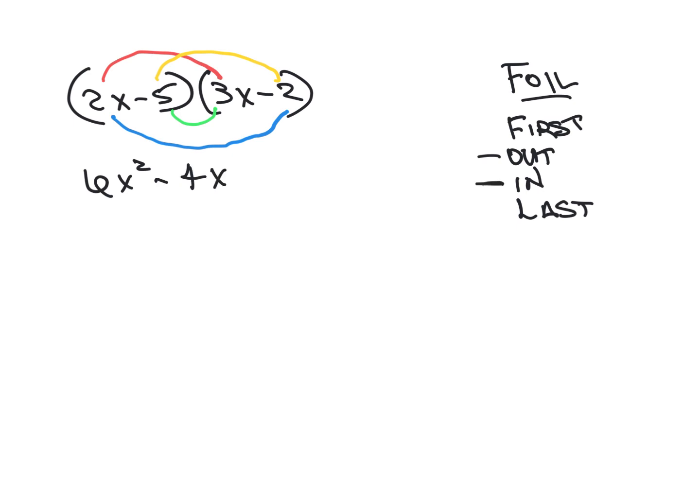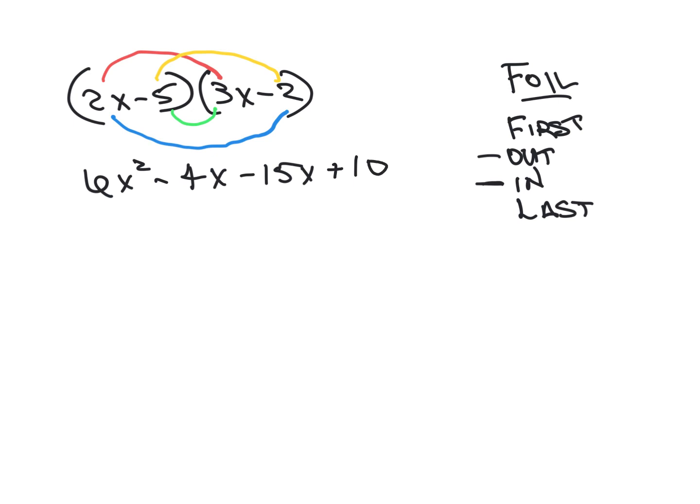Then the inside. The inside would be the negative 5 and the 3x. So let's multiply negative 5 times 3 and get negative 15. And again, there's nothing to multiply the x by, so it just stays. And the last part we do is the last, the yellow. The negative 5 is the last term in this one. Negative 2 is the last term in this one. Negative 5 times negative 2. Two negatives give me a positive, so I get a positive 10.